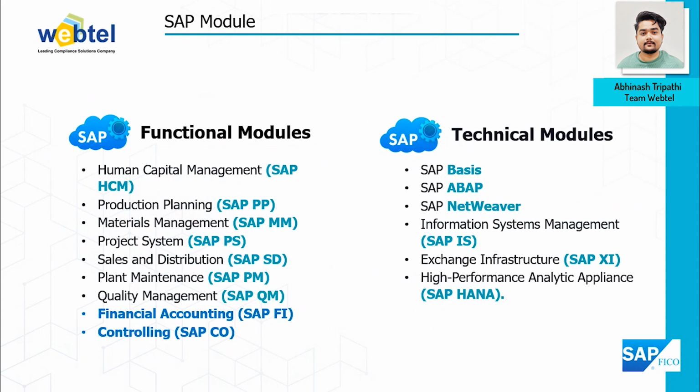Human capital management, production planning, material management, project system, sales and distribution, plant maintenance, quality management, financial accounting and controlling. These are the function modules. On the other hand, technical modules: SAP Basis, SAP ABAP, SAP NetWeaver, Information System Management, Exchange Infrastructure, High Performance Analytic Appliance. So these are the modules in SAP, function modules and technical modules.